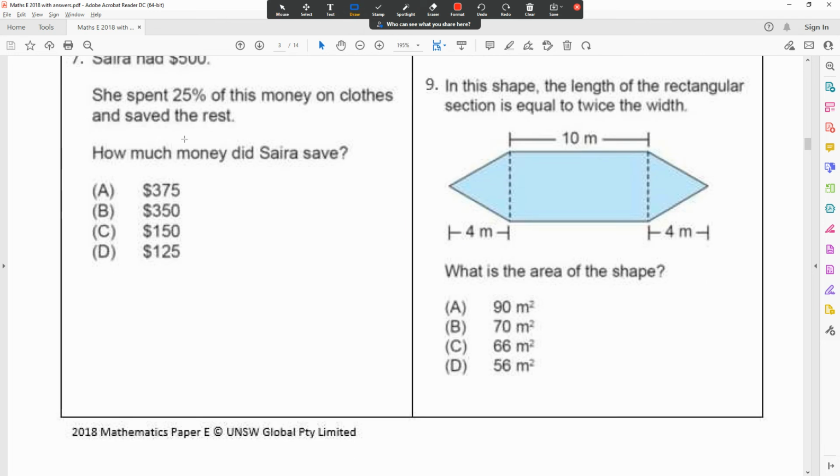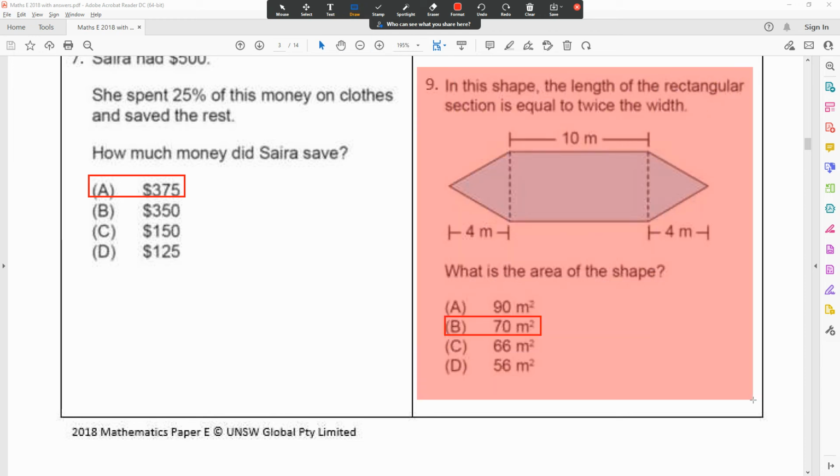So A is the correct answer here. B is the correct answer here. Please double check question 9 now. I'll give you 1 minute to correct your answer. Type done if you're done, or if you understand how to get there. 1 minute. Try.